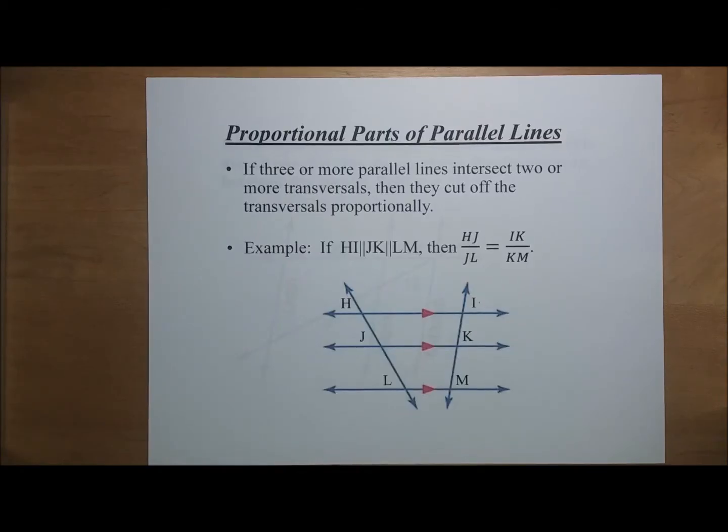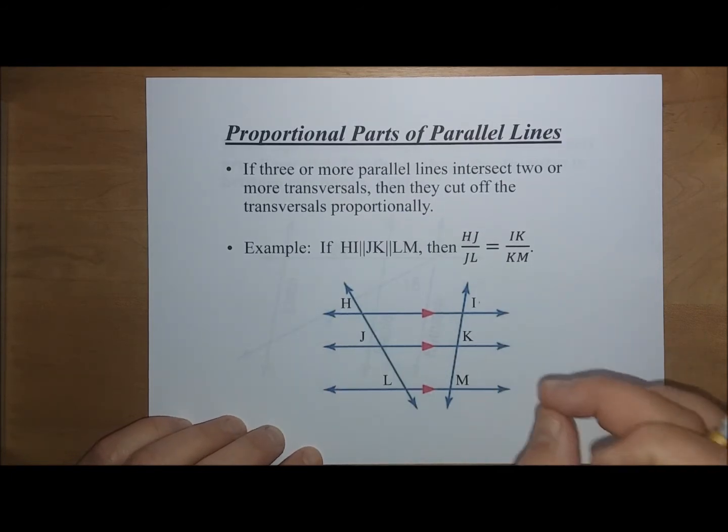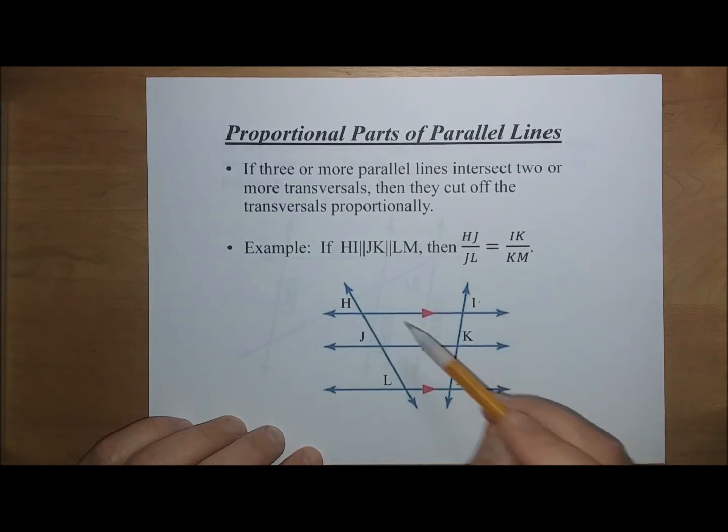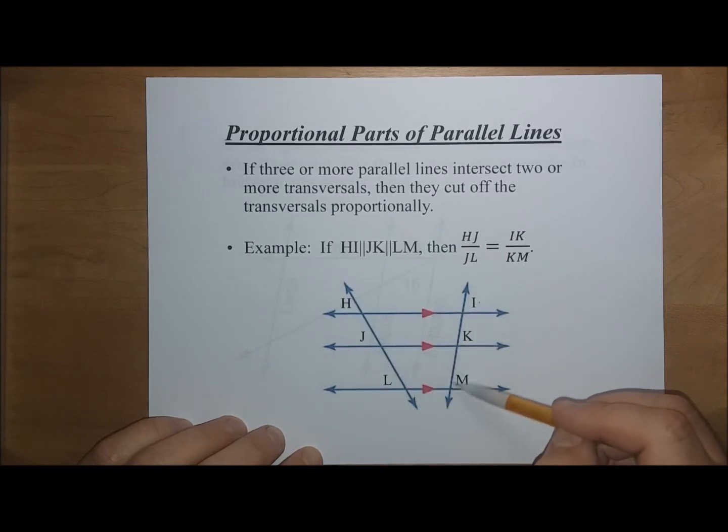Okay, welcome to the second half of this lesson. We're going to talk about now proportional parts of parallel lines. And if we have a condition such as this, where we have three parallel lines, in fact, if you've got three or more parallel lines intersecting two or more transversals, then they're going to cut off these transversals into proportional segments. In other words, if these three lines are parallel, then HJ over JL will equal IK over KM.